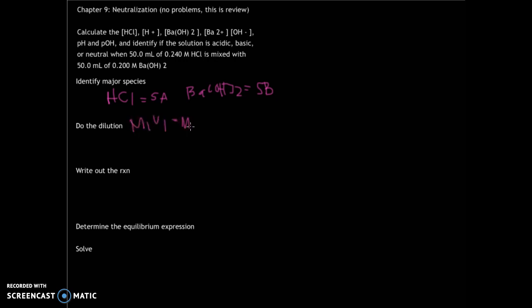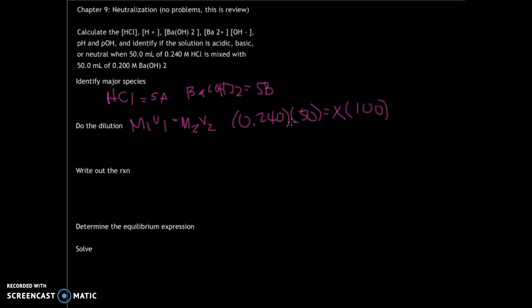M1V1 = M2V2. Okay, so you need to do this for the acid and you need to do this for the base. I'll do it for the acid. You can do it for the base on your own. So molarity of the acid is 0.24. Volume of the acid is 50. The new molarity after they're mixed, we don't know. And the new volume after they're mixed is 100. 50 and 50 is 100.